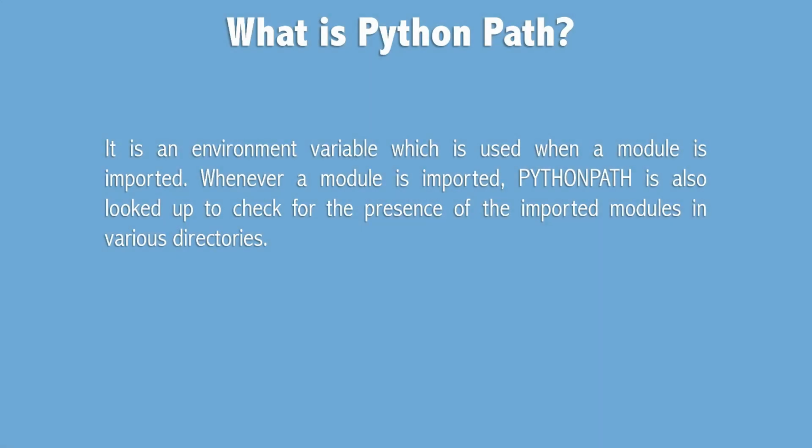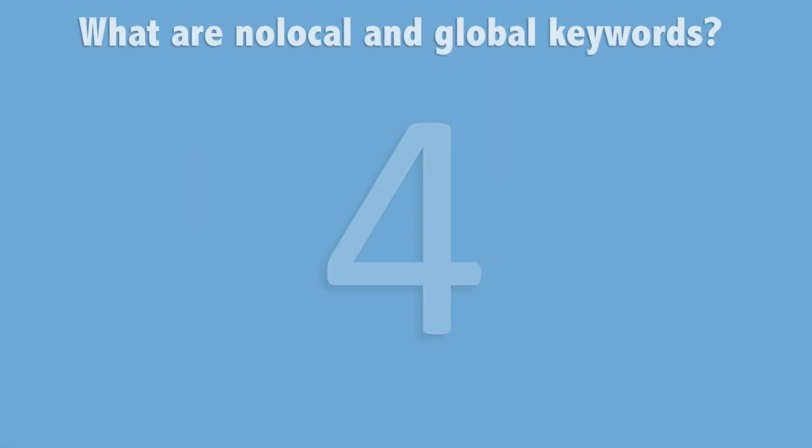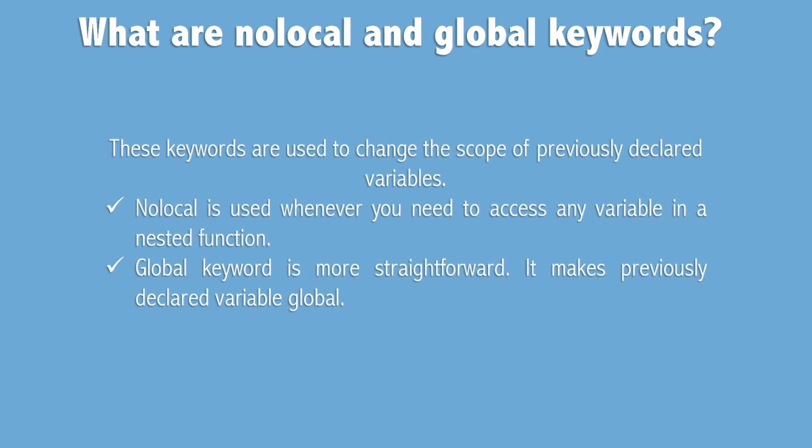Now let's see the fourth most common question asked by an interviewer. What are non-local and global keywords? These keywords are used to change the scope of previously declared variables. Non-local is used whenever you need to access a variable in a nested function. The global keyword is more straightforward. It makes a previously declared variable global. Now let's see how these two keywords, non-local and global, work in our code.